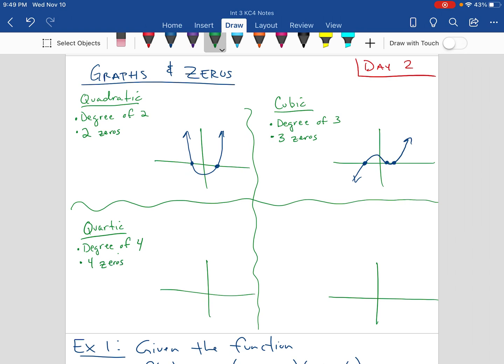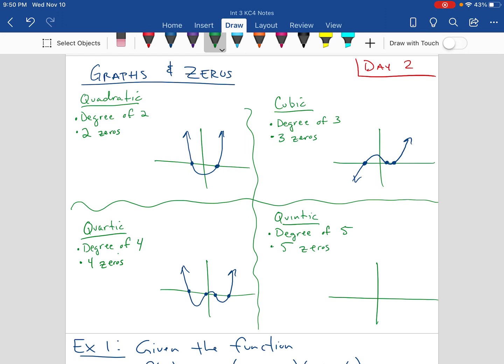Okay, now a quartic function is an even function, or has an even degree, so your graph would look something like this, where it crosses the x-axis 4 times. And then last but not least, a quintic function has a degree of 5, which means that it would have at most 5 zeros.